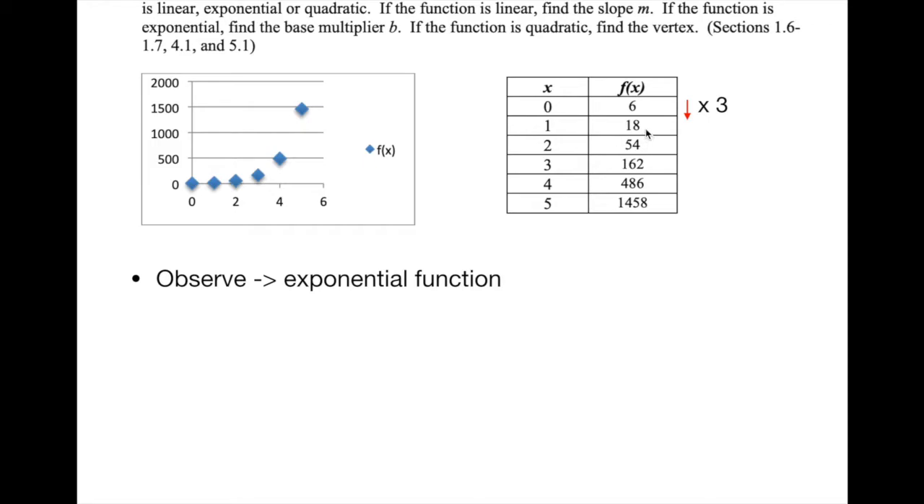How about the y? From 18, what should you multiply to get 54? Again, it's 3. So the base multiplier is 3. You can choose any two adjacent lines, but for the later ones, it might be harder if you don't have a calculator. So the base multiplier is 3. That's the first picture.